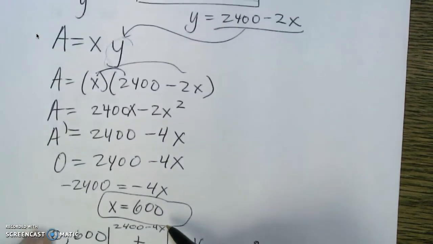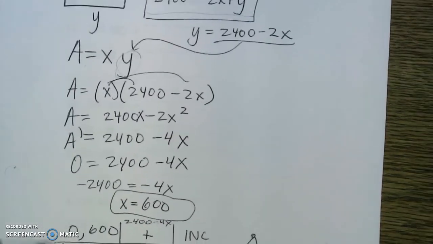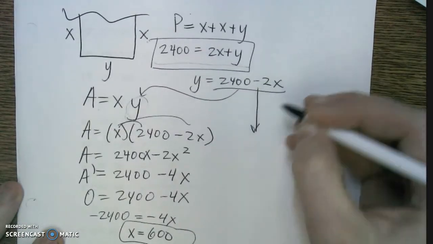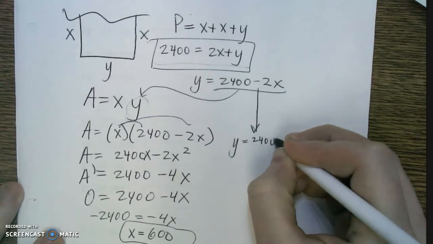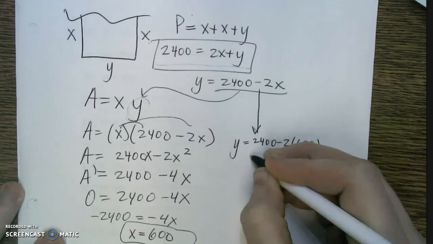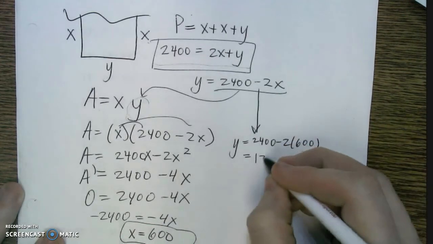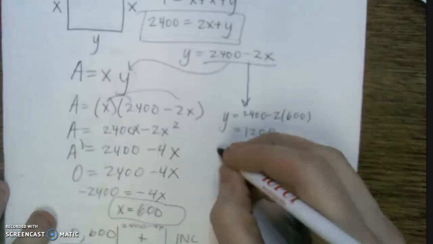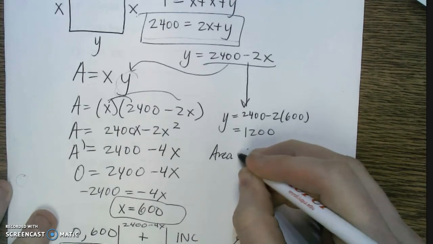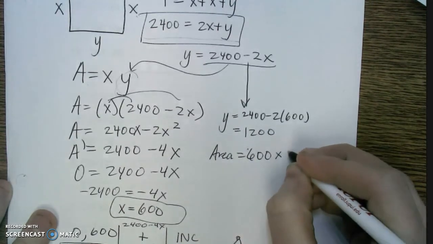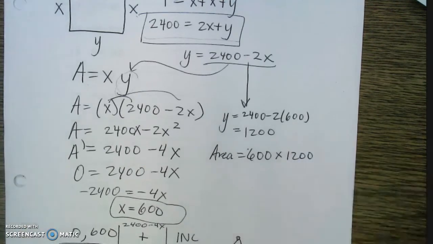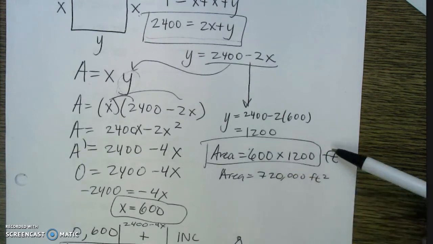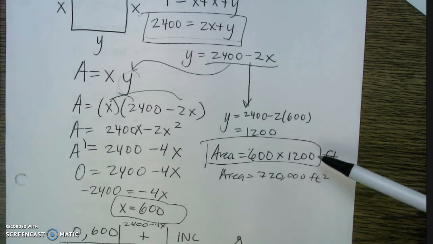We want to go back up and see what the y value would be. So we solved for y here. If we plug in this 600, we end up getting 1,200 for the y value. And so our maximum area is going to be a 600 by 1,200 field, which is what they asked for. They asked for the dimensions of the rectangle that would give us the largest area.